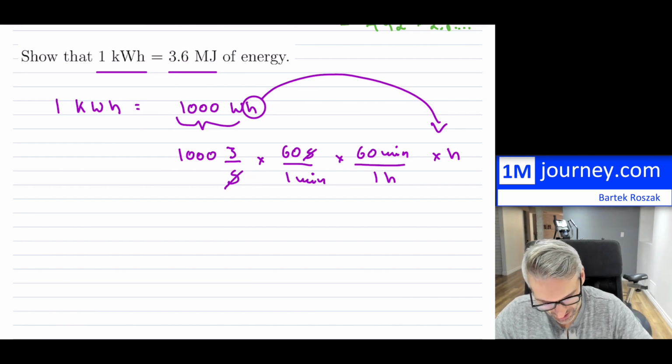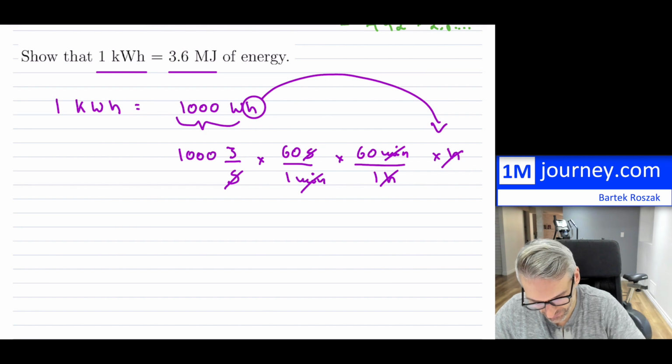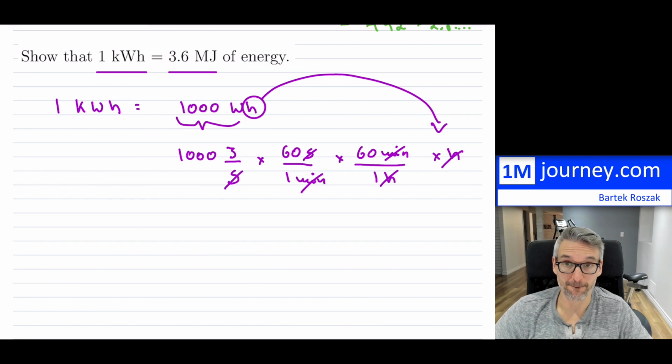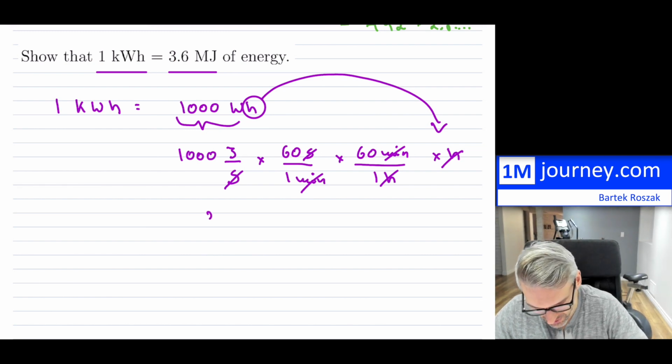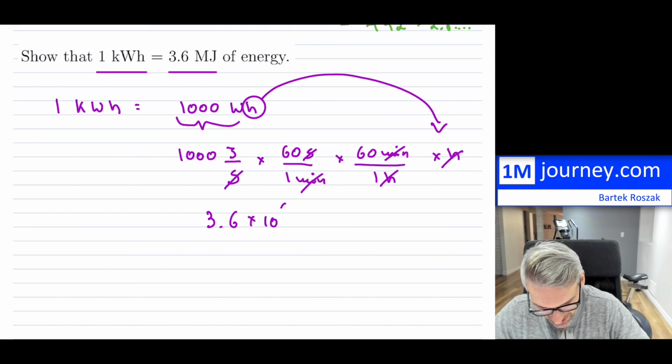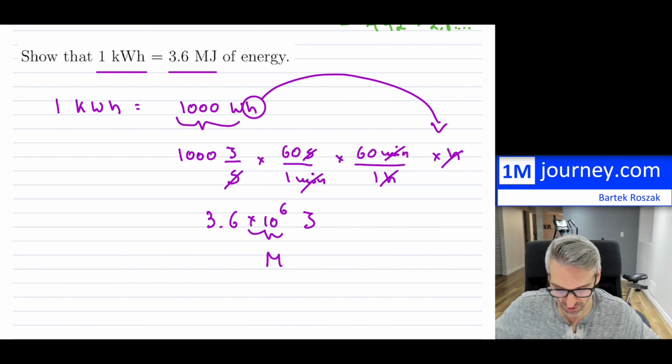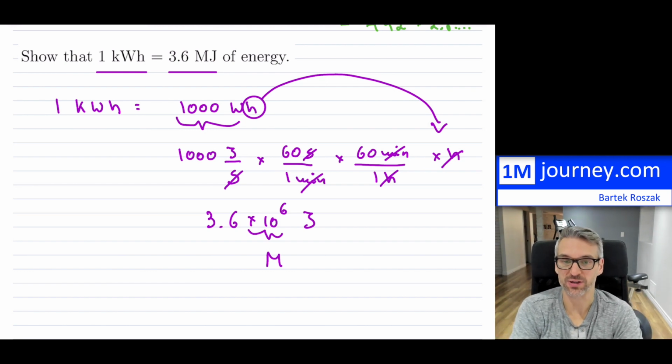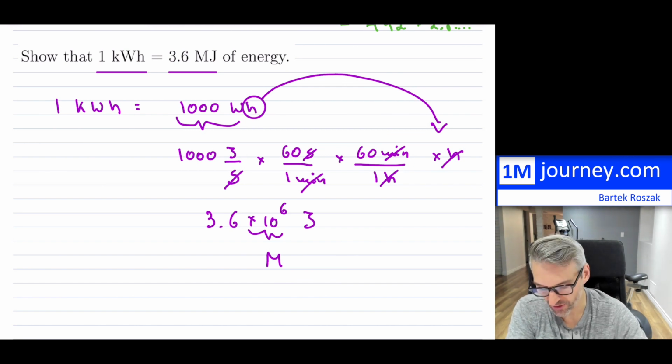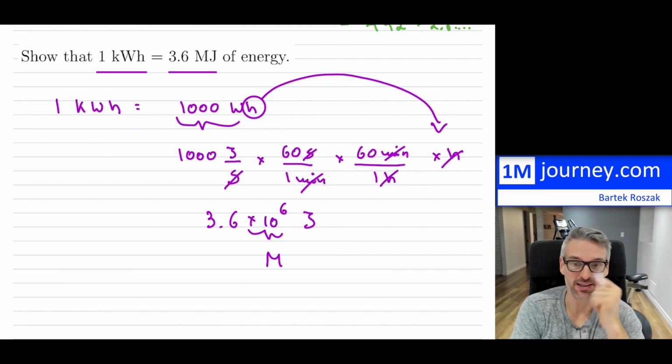So notice the seconds will cancel, the minutes will cancel, and the hour and that hour will cancel. And you're going to get exactly 3.6 million joules. Now, million meaning mega, right? So as you multiply, this is going to be 3.6 times 10 to the 6 joules, but this of course is mega. And that would show exactly what they asked for. So it's just a unit conversion. It's a nice little question to make you think of how big 1 kilowatt hour actually is. It's quite a lot of energy. That's it for this one.